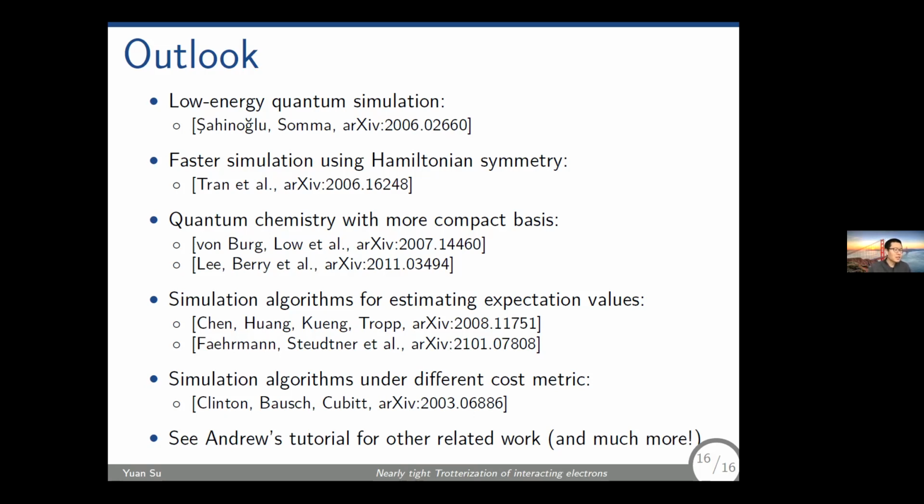There might be a delay, so I'll start with a question: if you use other techniques like LCU, will it give you better results?